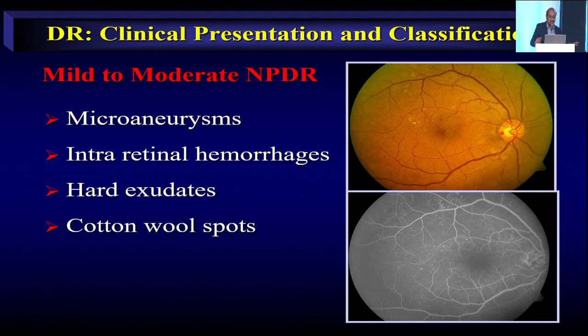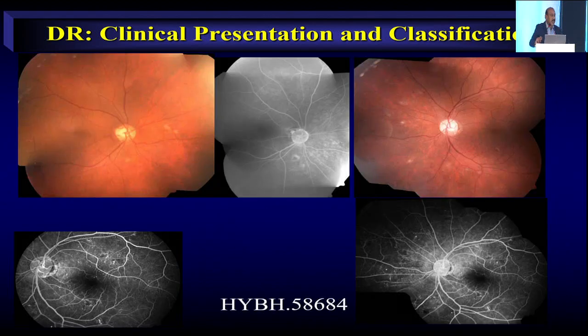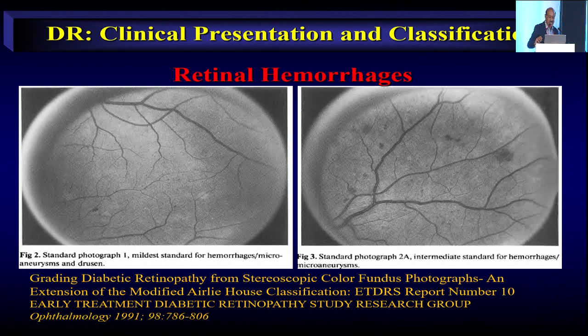So when you see the clinical signs, you should look for microaneurysms, intraretinal hemorrhages, hard exudates, and cotton wool spots. Though cotton wool spots, we do not give so much importance in classifying diabetic retinopathy. If you see the pictures here, there are very early changes of non-proliferative diabetic retinopathy, where microaneurysms are very few, and the hemorrhages are also there. But in the red-free photographs, a lot of signs get highlighted.